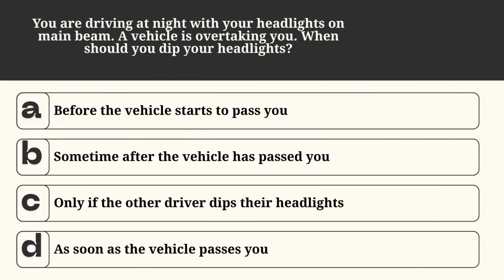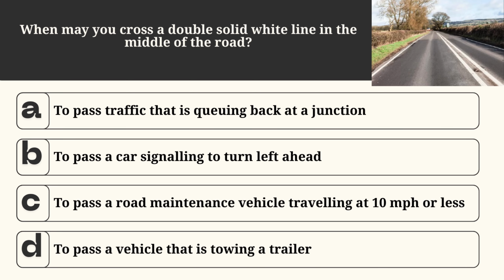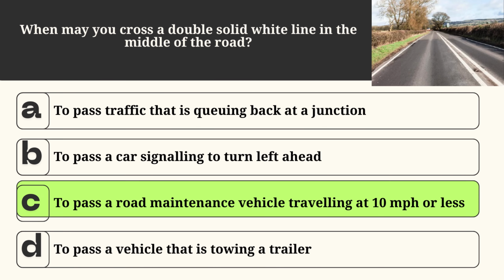When may you cross a double solid white line in the middle of the road? A. To pass traffic that's queuing back at a junction. B. To pass a car signaling to turn left ahead. C. To pass a road maintenance vehicle traveling at 10 miles per hour or less. D. To pass a vehicle that's towing a trailer. Answer: C.